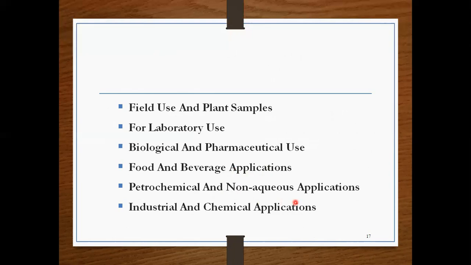Petrochemical and non-aqueous applications: the glass electrodes with a flow and open junction to prevent clogging are used for petrochemical and non-aqueous applications. At last, the industrial and chemical applications. The glass electrodes having a sure flow and a glass body that is protected from damage by the sample are used in industrial and chemical applications.